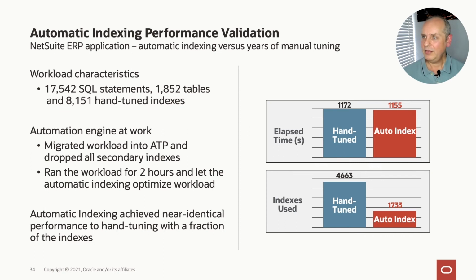So the key things to notice, if you look at the chart on the right hand side, is that we had an elapsed time of 1172 seconds for a particular test workload with the hand-tuned indexes, and then we're comparing that with the auto indexes. So you see the performance is pretty comparable. But the thing that is particularly interesting is the number of indexes has reduced quite significantly with auto indexing.